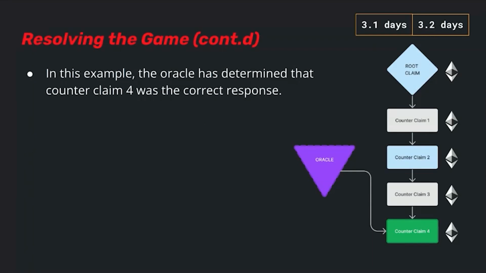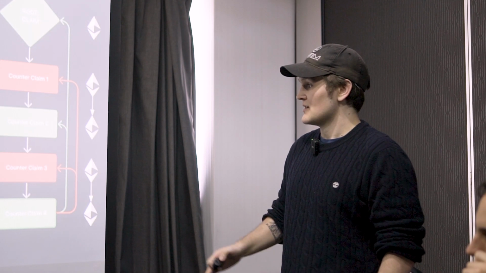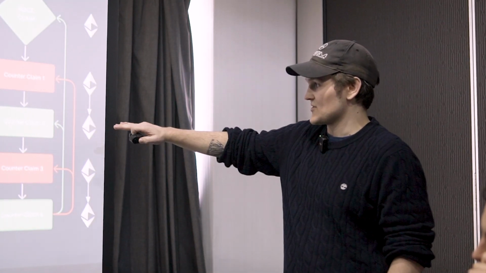So we're going to off-screen this again. We'll talk about this later. But in this example, the oracle has determined that counterclaim 4 was the correct response here. And from that, we can derive that the grandparent claims are correct as well. So remember, claims always disagree with their parents. And because of that, they implicitly agree with their grandparents.